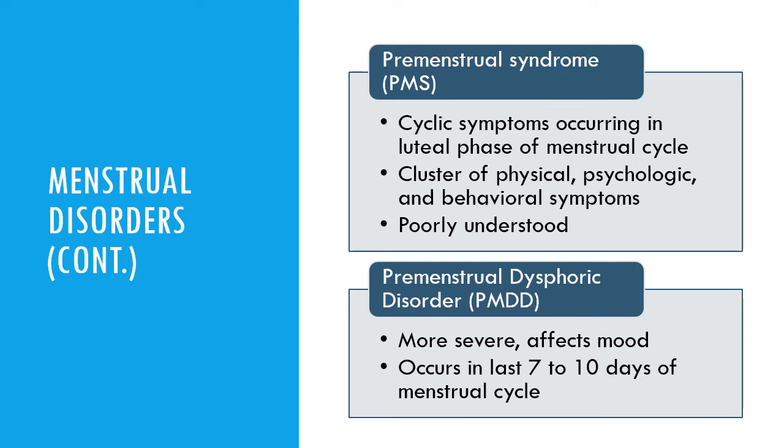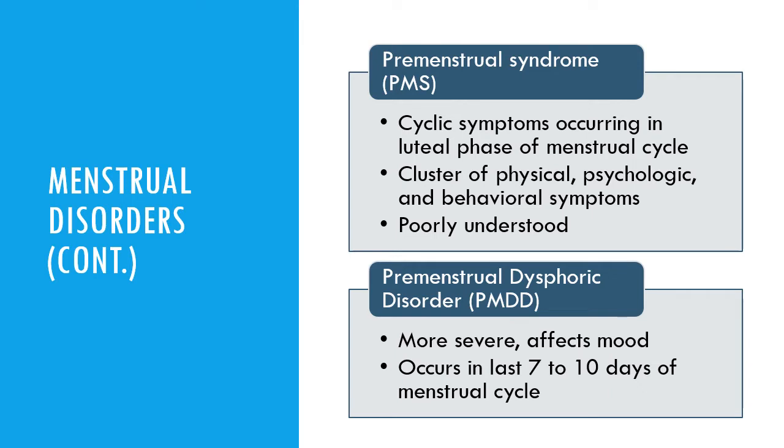Menstrual disorders, some more of them, premenstrual syndrome or PMS. So this is going to be cyclic symptoms that occur in the luteal phase of the menstrual cycle. Okay. It's a very poorly understood condition that has physical and psychological symptoms, and they can affect the lifestyle or work. And then they have a symptom-free period, and then it occurs again.